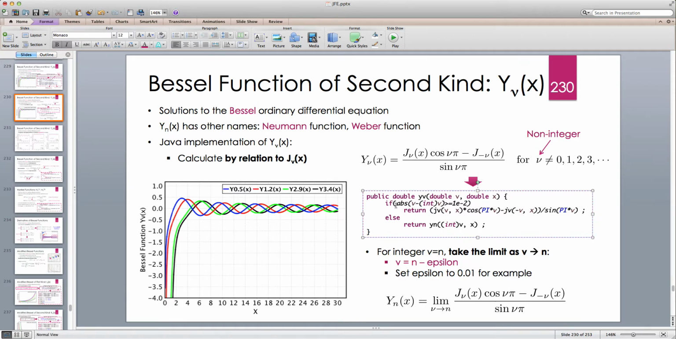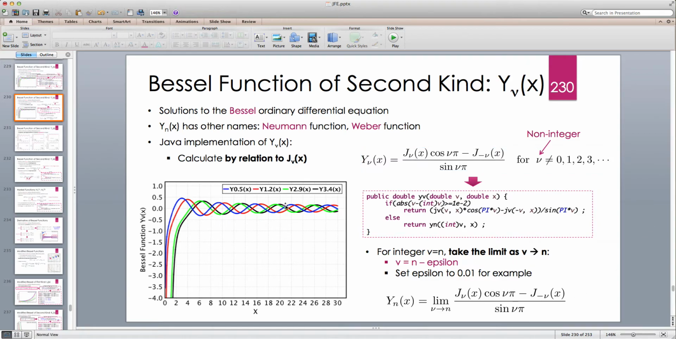So if we determine that nu is an integer, then we invoke Yn. And again, for integer n, Yn is the limit of this expression, J nu cosine of pi nu minus J minus nu divided by sine of pi nu, when nu approaches the integer number. So here's an example of Y nu for non-integer parameters, 0.5, 1.2, 2.9, and 3.4. And again, I implemented these from this relation, and in this relation, I'm using the integral implementation of J nu, all right, that we had.